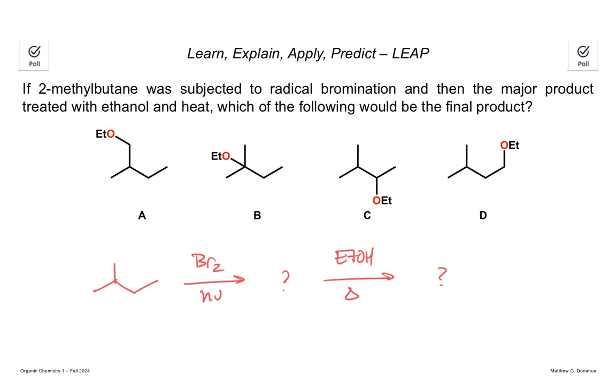So here is a sequential problem where we're going to start with 2-methylbutane. We're going to do radical bromination and then take the major product of that and treat with ethanol and heat to determine which of the following, A, B, C, or D, is the major product.